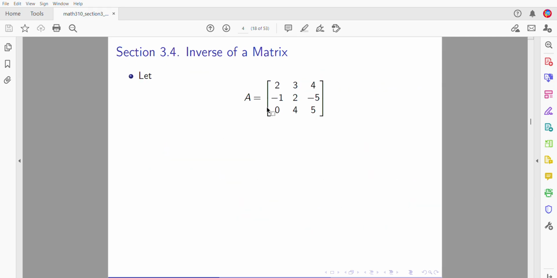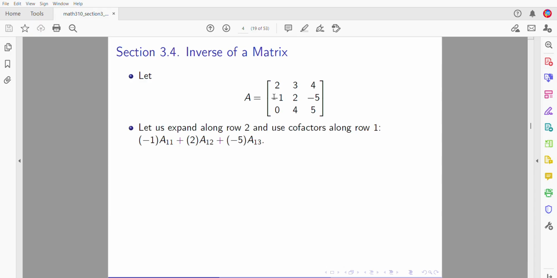Here is an example. Let's look at a concrete example. Let A be this 3 by 3 matrix. Let's expand along row 2. So I'm using row 2 elements -1, 2, -5. But I'm using cofactors along row 1. That is, I drop the first row, first column and find its matrix; drop the first row, second column; drop the first row, third column. So I'm using cofactors along row 1.